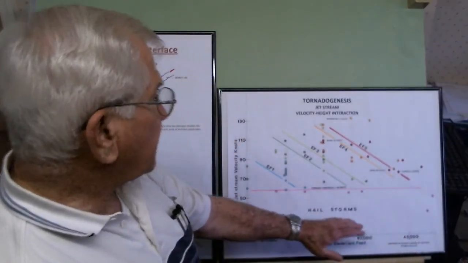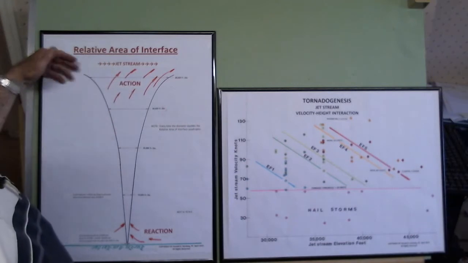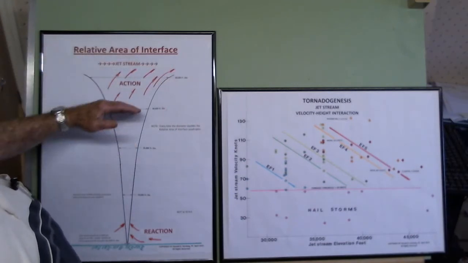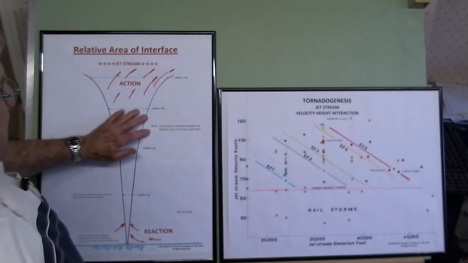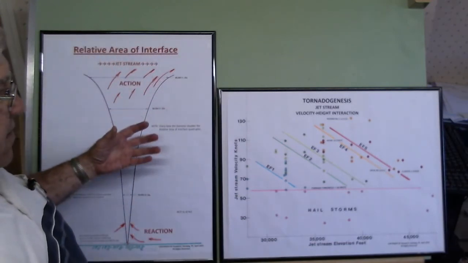Now, how high they are comes into play, just like I say over here. The higher up, the more it fans out, the more of the relative area of the interface, which creates a larger tornado.